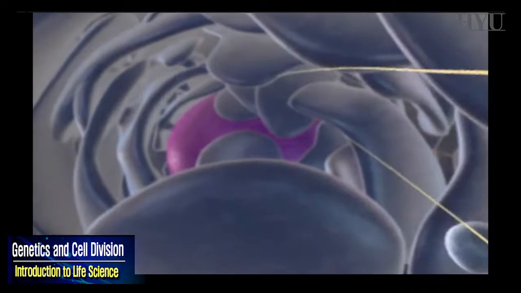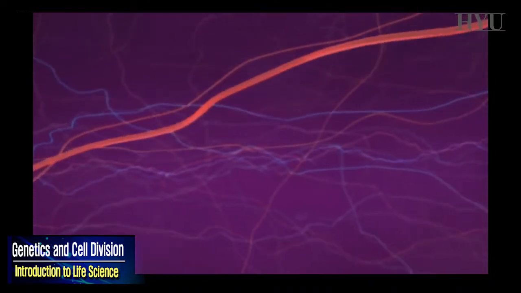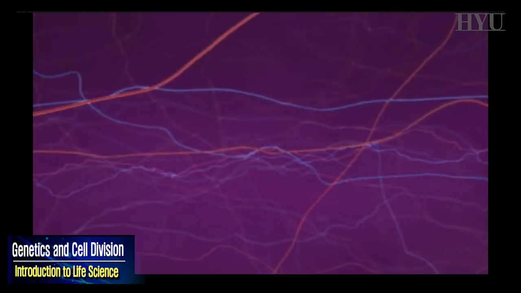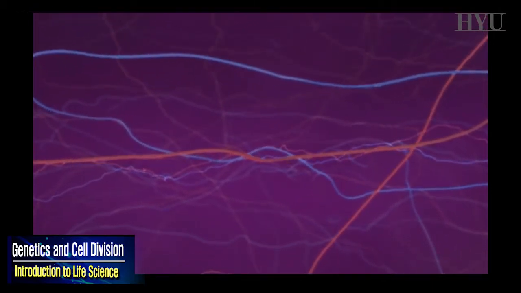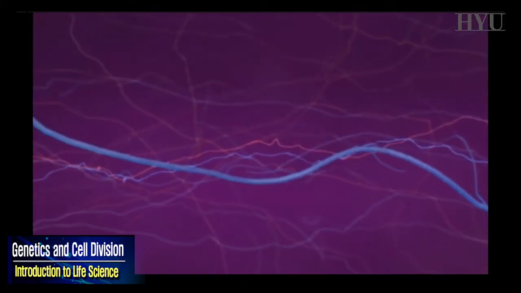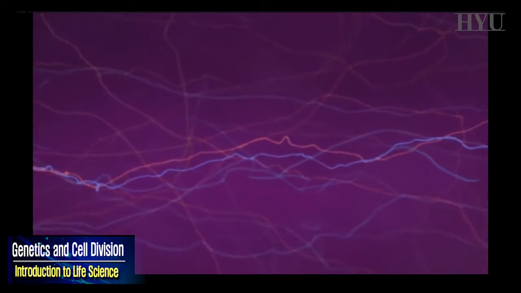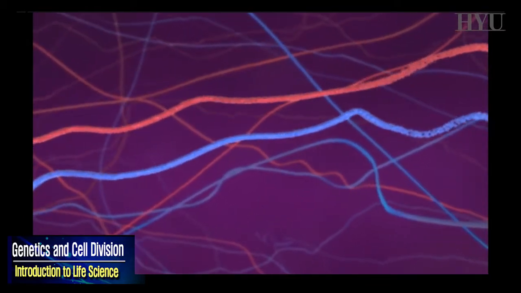Let's begin in the nucleus, where genetic information is stored in chromosomes. Most of a person's cells are diploid, with two sets of chromosomes. One set is from their mother, shown here in red, and the other set is from their father, shown in blue. Each maternal chromosome has a corresponding paternal chromosome.